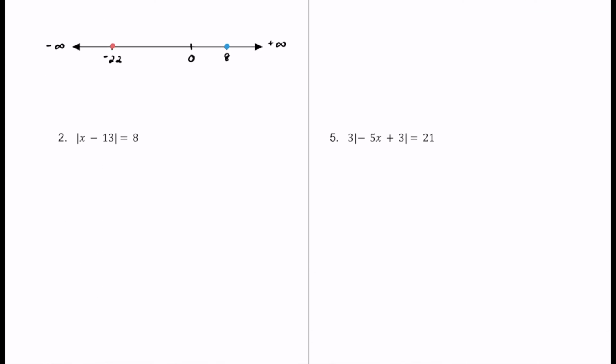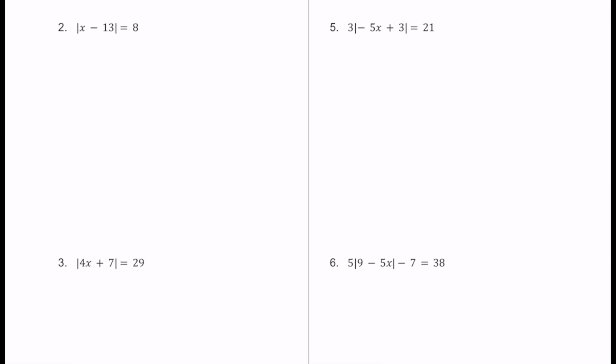For number 2, we have the absolute value of x minus 13 is equal to 8. And now notice right away that these absolute value bars are indeed alone, so we can get started right away with writing two separate equations. Again, the first equation is just going to be x minus 13 is equal to 8, right? Just a regular 8 over there. And then our second equation is going to be the same x minus 13, but we're going to set it equal to negative 8 instead, because the absolute value of negative 8 is also positive 8.